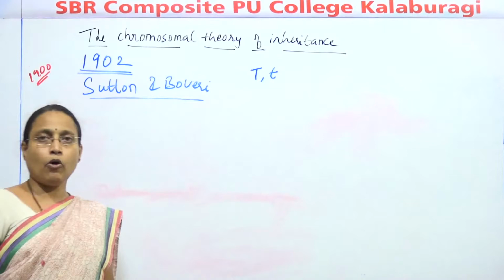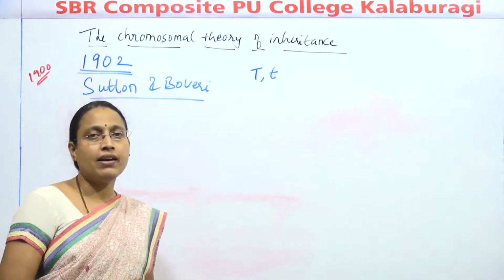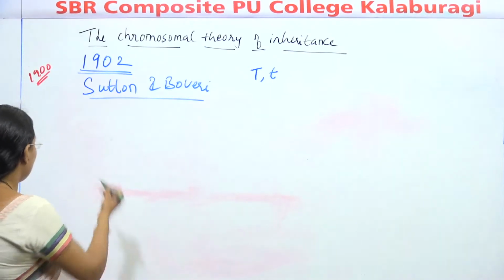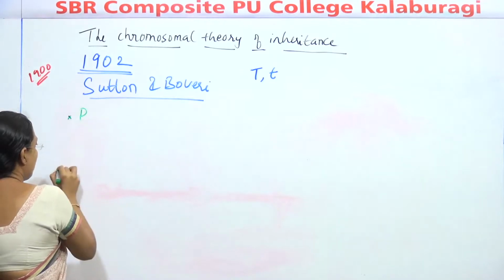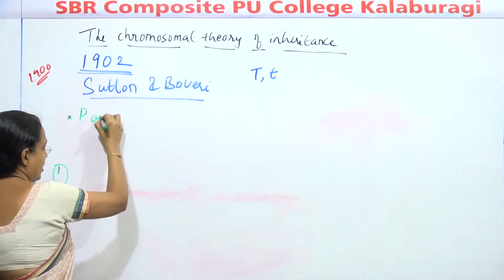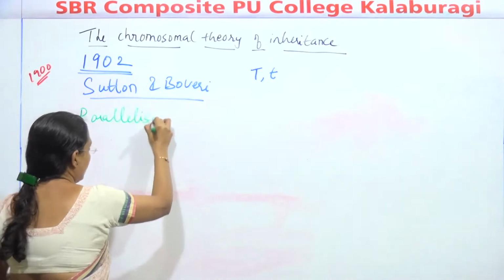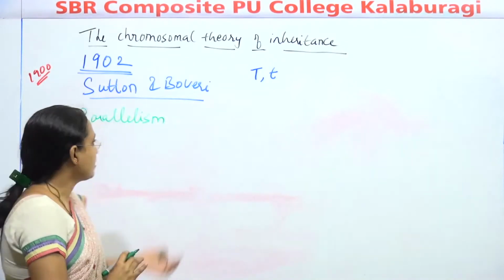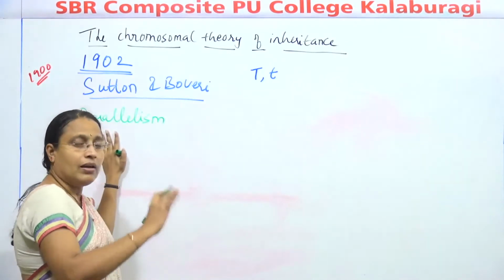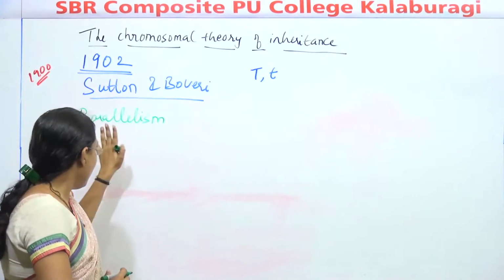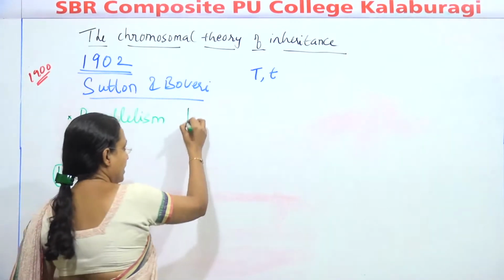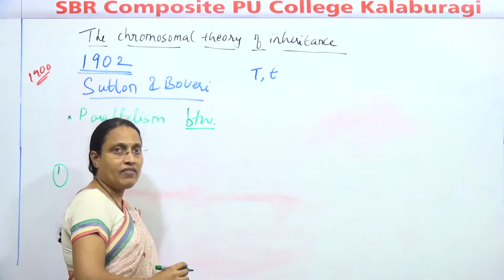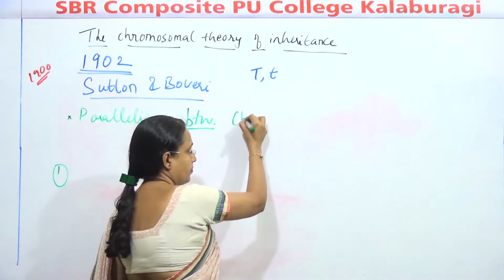So there are several points that prove that there is parallelism between Mendelian factors as well as chromosomes. Parallelism means what? The same. Chromosome behavior is the same as that of Mendelian factors. That similarity that is being seen is called parallelism. So there is a parallelism between chromosome behavior and Mendelian factors.